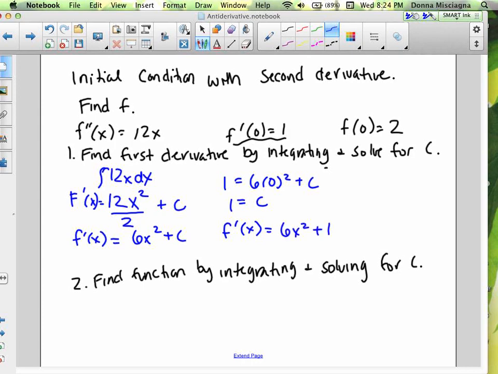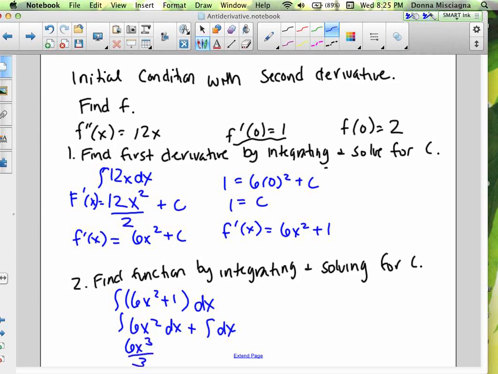All right, so now we're going to take that one and we're going to integrate it. We're going to integrate the first derivative, 6x squared plus 1. Okay, and so when we integrate, it's just going to be power rule again. So we'll integrate the 6x squared, and we'll integrate the 1. So that's just the x there. All right, so when we integrate, this will increase by 1. So we have 6x cubed divided by 3.